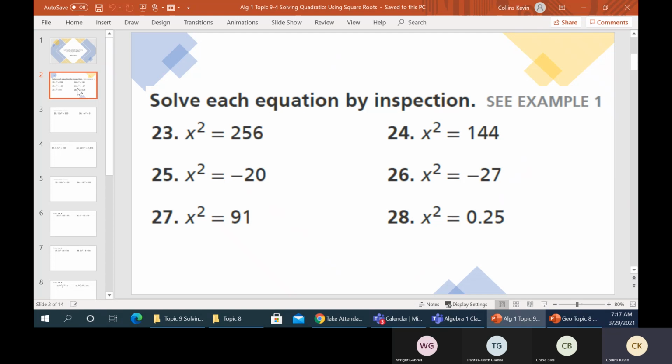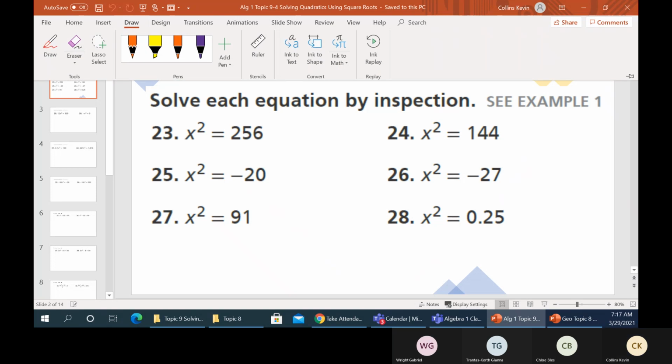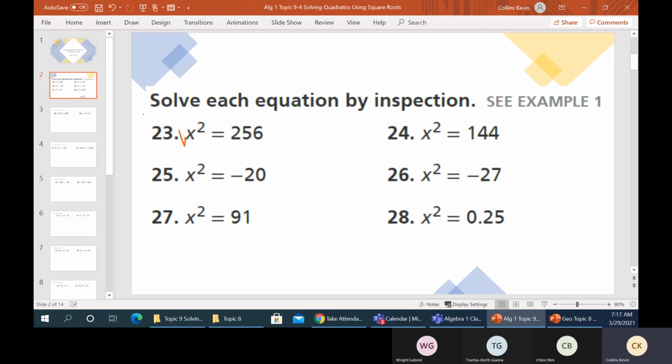All right, so it says solve each equation by inspection. The real takeaway from this is when you take the square root of a number, you're going to get a positive version and a negative version. So what we're doing here is we've got x squared equals a number. We want to know what x is, of course. So then we have to take the square root of both sides. So then x is going to equal plus or minus the square root of 256. So you technically get two answers.